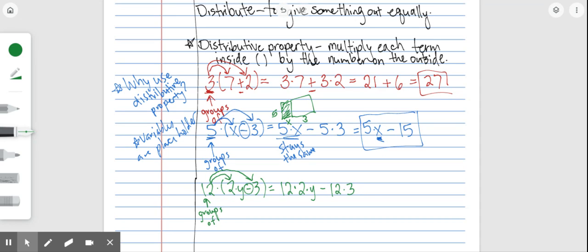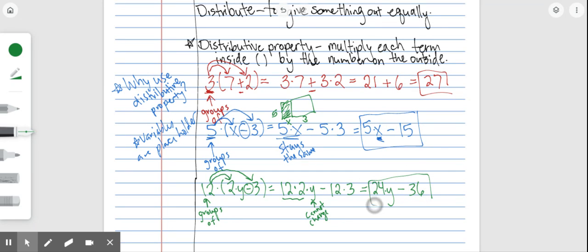We're going to simplify. We're going to start with the left one. I have 12 times 2 times y. I know I can simplify 12 times 2, which is 24. But I don't know the value of y, so this stays the same. You cannot change y. So this is 24 times y. And then I keep the subtraction sign, and I get 12 times 3, which is 36.